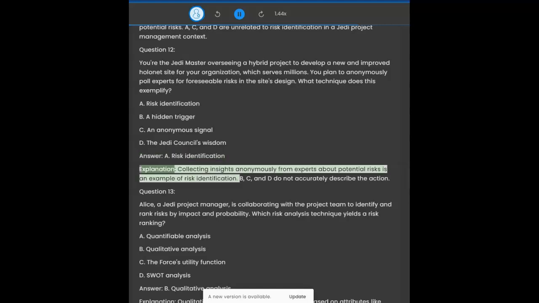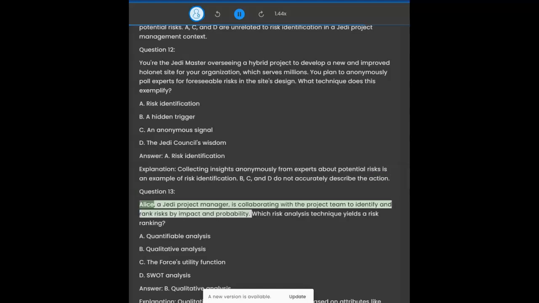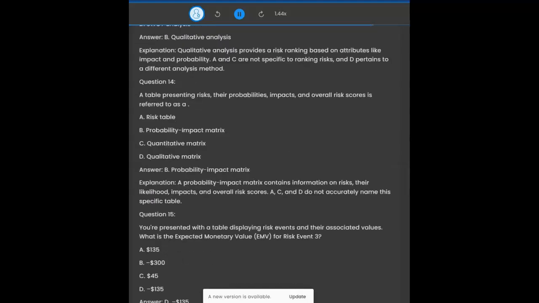Answer: A. Explanation: Collecting insights anonymously from experts about potential risks is an example of risk identification. B, C, and D do not accurately describe the action. Question 13. Alice, a Jedi project manager, is collaborating with the project team to identify and rank risks by impact and probability. Which risk analysis technique yields a risk ranking?